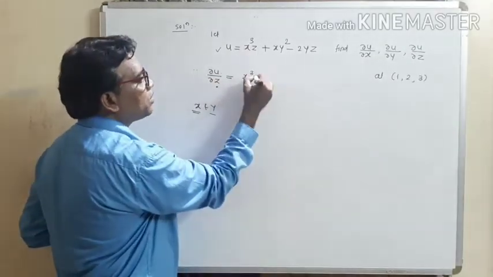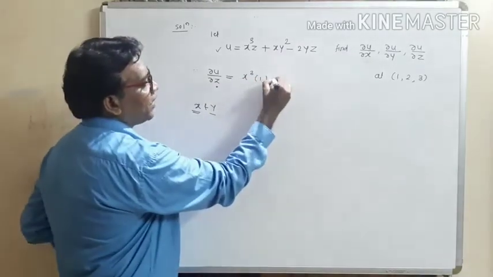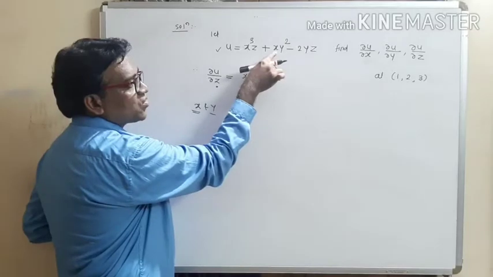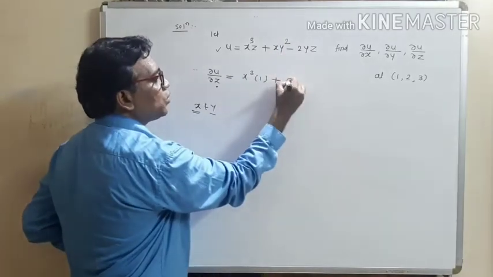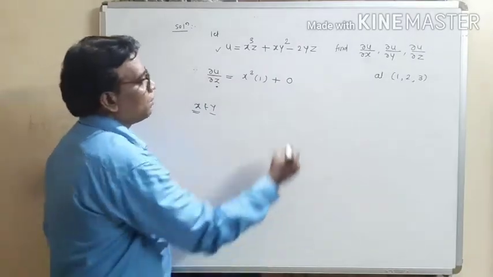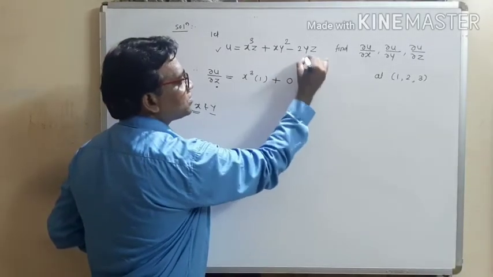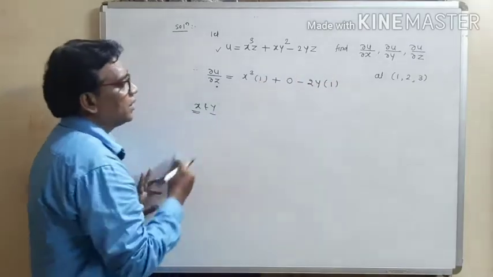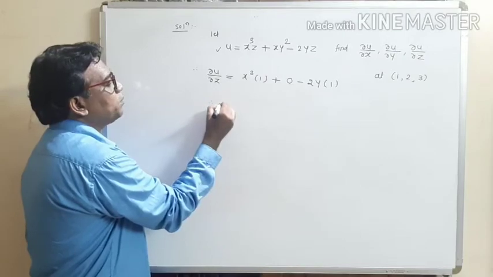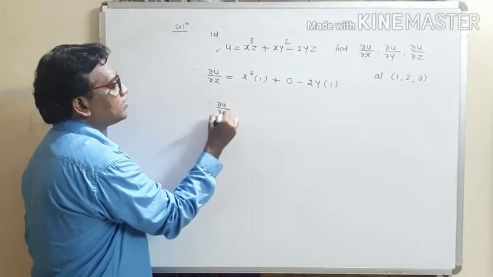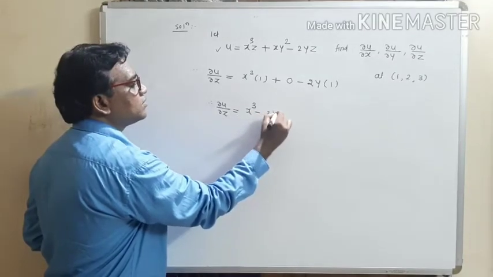So what is the derivative of z? Into derivative of z, it is 1, plus x is a constant term, y is a constant term. So what is the derivative of a constant? It is 0, minus 2 is constant, y is constant. So what is the derivative of z? It is 1. So simplify this term, ∂u/∂z is equal to x cube minus 2y.